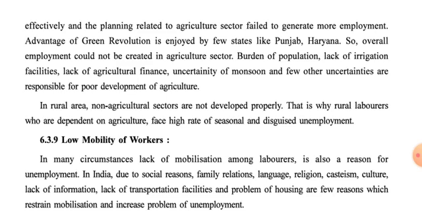The advantage of the green revolution is enjoyed by only a few states like Punjab and Haryana. So overall employment could not be created in the agriculture sector. Burden of population, lack of irrigation facilities, lack of agricultural finance, uncertainty of monsoon, and a few other uncertainties are responsible for the poor development of agriculture. In rural areas, non-agricultural sectors are not developed properly. That is why rural laborers who are dependent on agriculture face a high rate of seasonal and disguised unemployment.